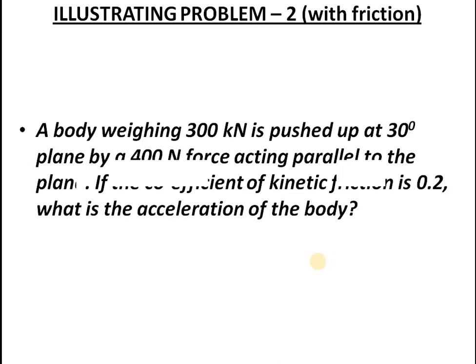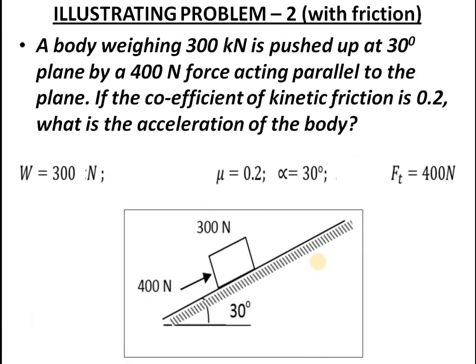Now take another problem. Here there is a friction. Again you have an inclined plane, and here instead of falling, the body is moving up. It's a more realistic problem. There is a friction also. Consider a body weighing 300 Newton, not kilonewton, simply Newton. It is pushed up a 30-degree plane by a 400 Newton force acting parallel to the plane. If the coefficient of kinetic friction is 0.2, what is the acceleration of the body?